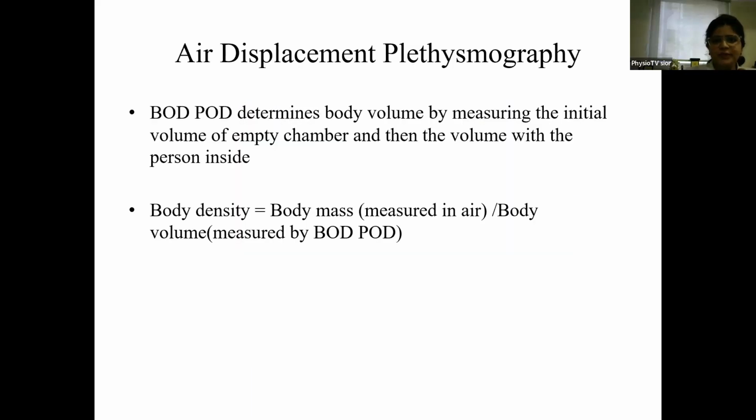BOD-POD determines body volume by measuring the initial volume of the empty chamber. First, it will measure the volume of the empty chamber and then the volume with the person inside. Again, the formula is body density equals body mass, which is measured in air, divided by body volume. It also takes 10 to 15 minutes and can only be done on set locations.